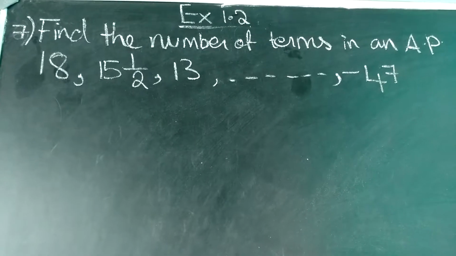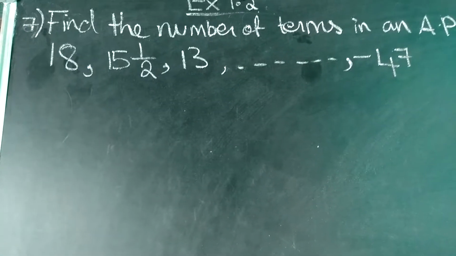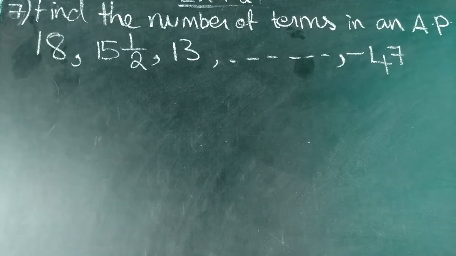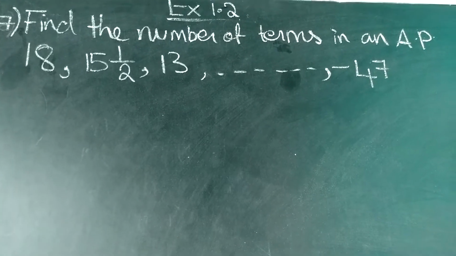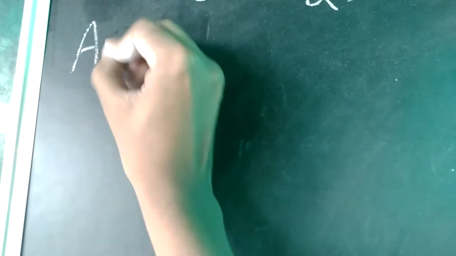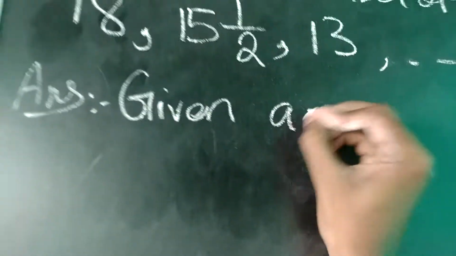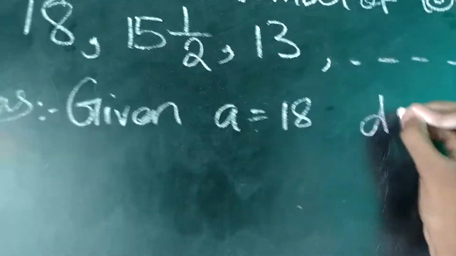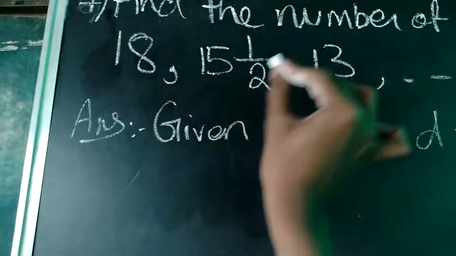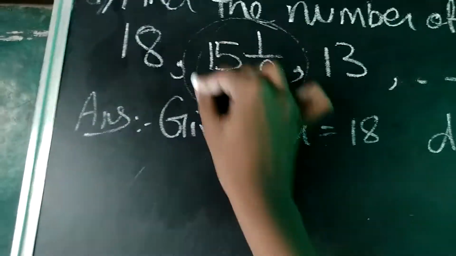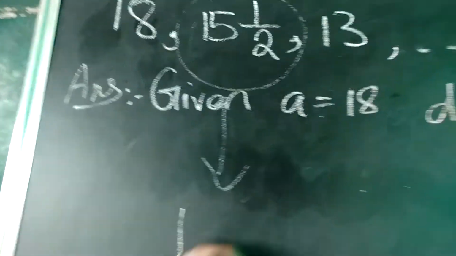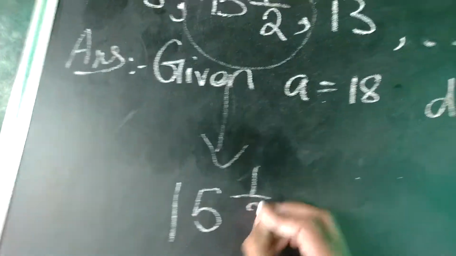7th one. Find the number of terms in an AP. They have given an AP 18, 15 1 by 2, 13, and so on till minus 47. So let me write the given: a equals 18, d equals a2 minus a1. In this we have a2 in the form of a mixed fraction. 15 1 by 2 is a mixed fraction.